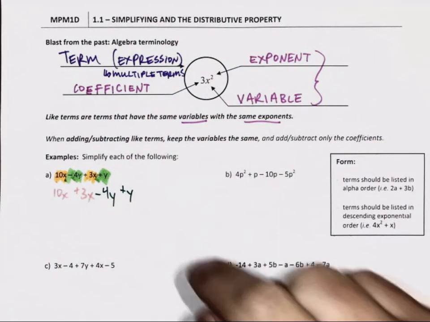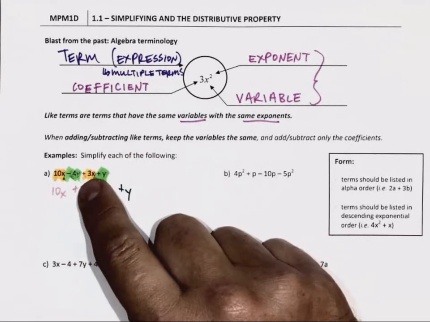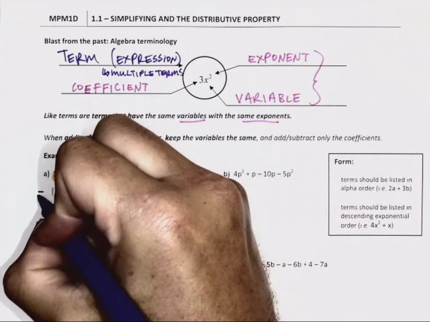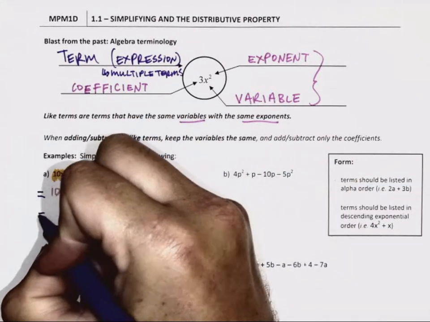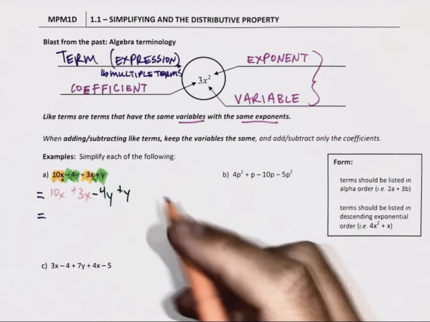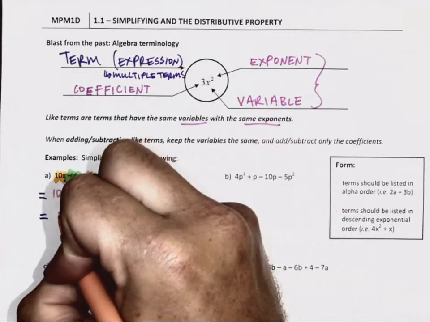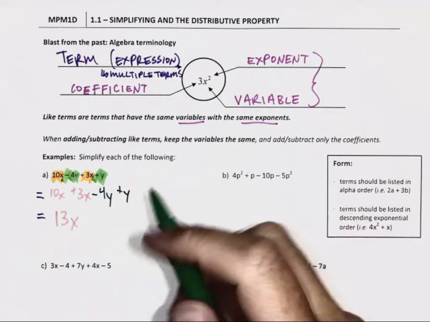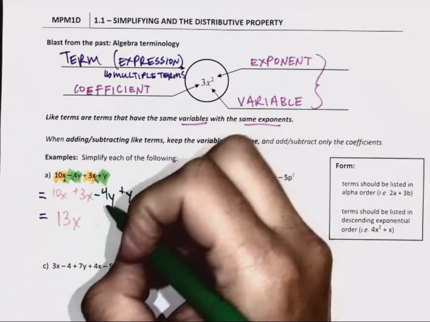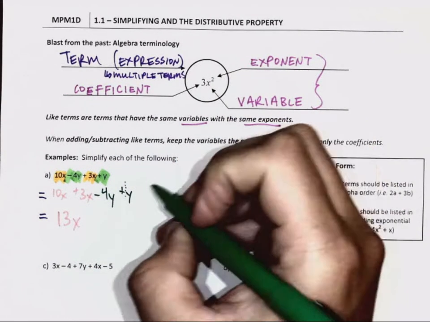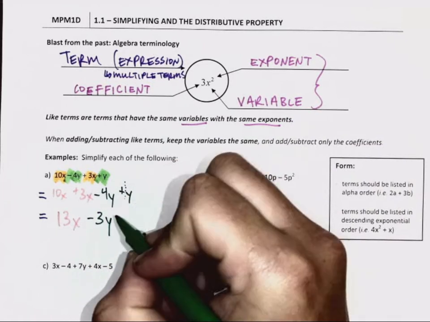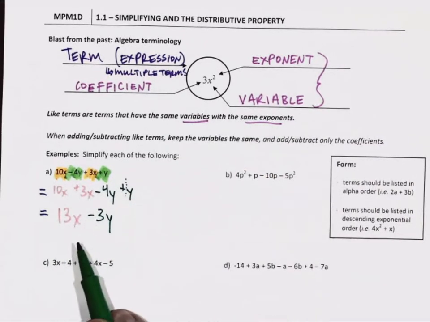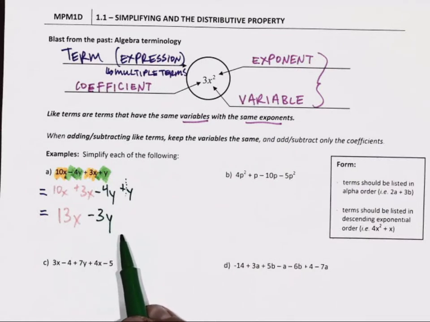Because I started with an expression that had 1, 2, 3, 4 terms, my first line of solution has an equals sign. 10x plus 3x gives us 13 x's in total. Minus 4y plus a y, minus 4 plus 1, is negative 3 y's. That's as far as I can go. I can't go further because these are different things. X might represent a number, y might represent a different number. Until I know that, I can't go any further.